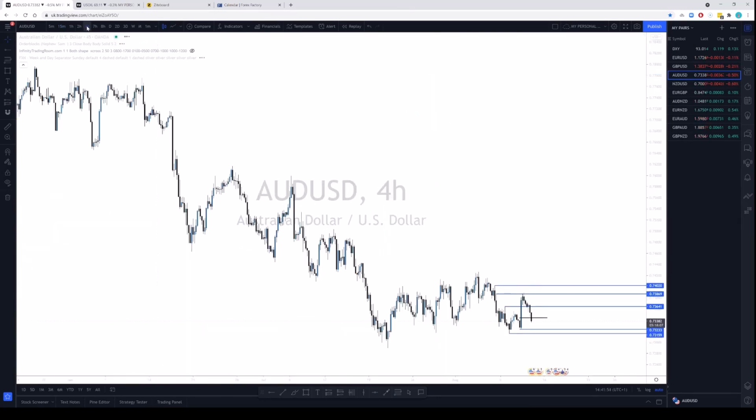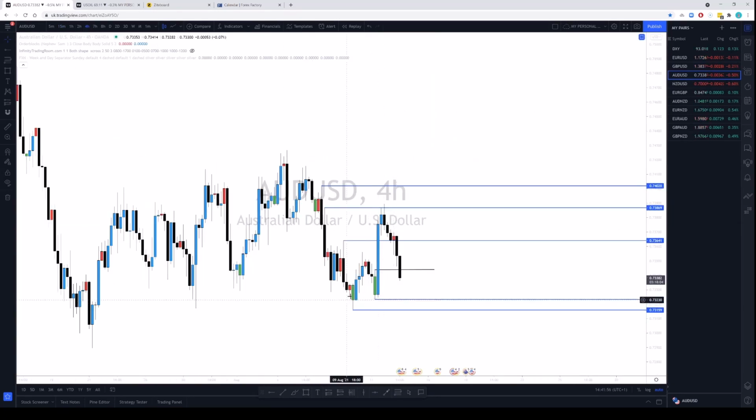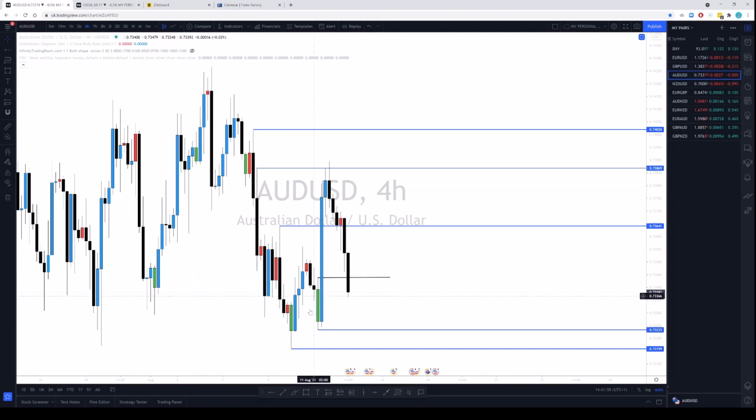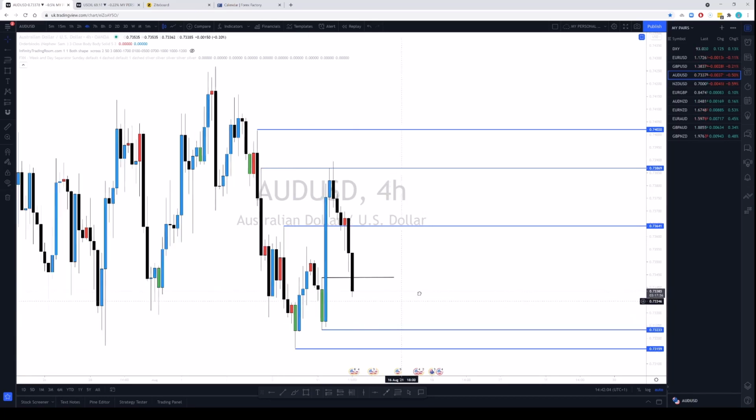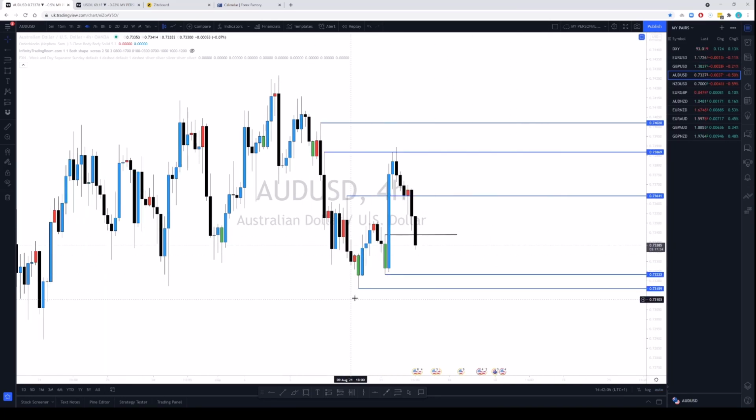Do we have another block there? This one, yeah. Have we tapped everything? If we have, then price is going to do what? It's going to go through.